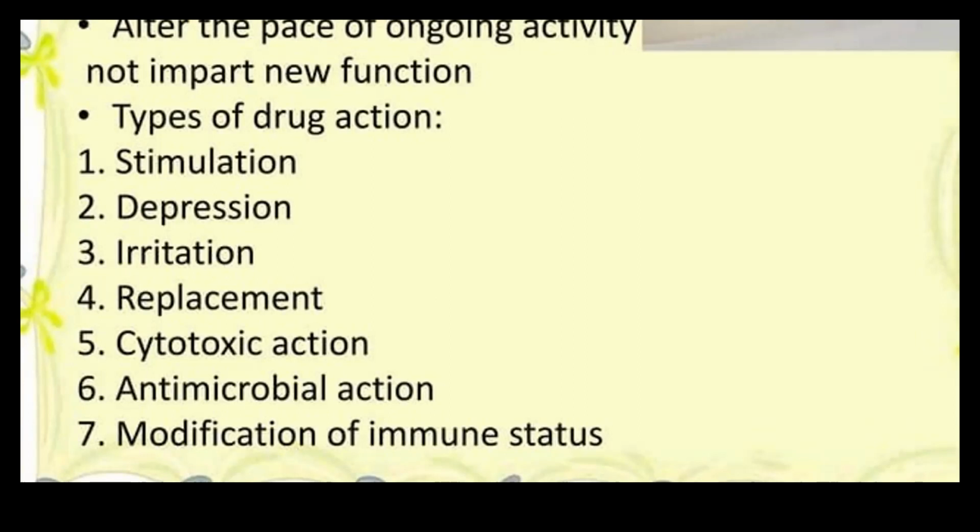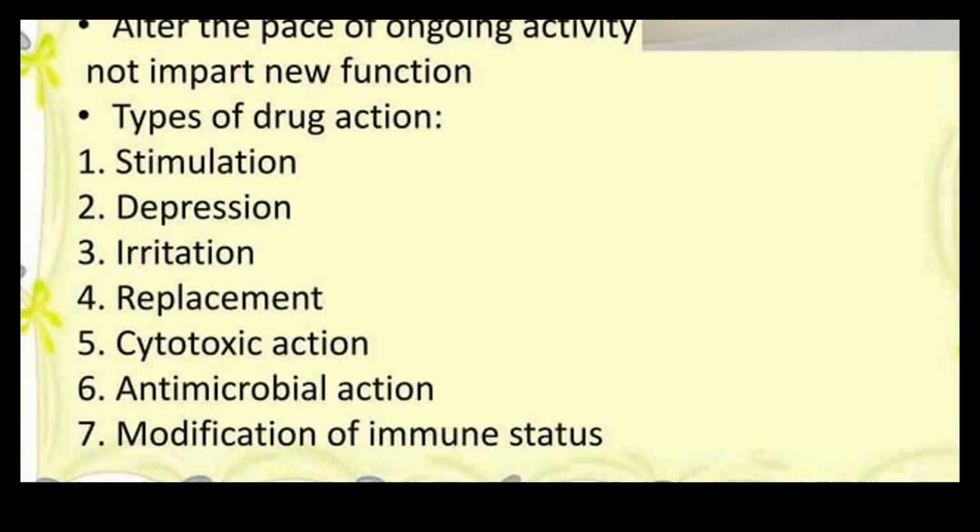The basic types of drug action can be broadly classified as: first, stimulation; second, depression; third, irritation; fourth, replacement; fifth, cytotoxic action; sixth, antimicrobial action; and last, the modification of immune status.